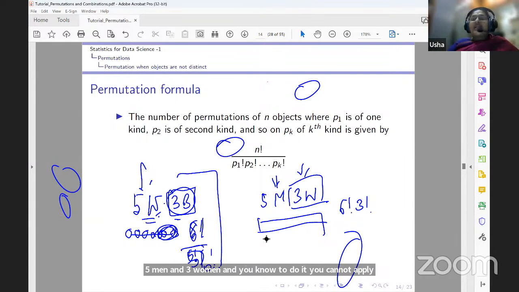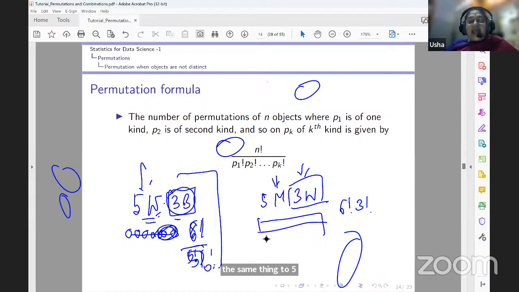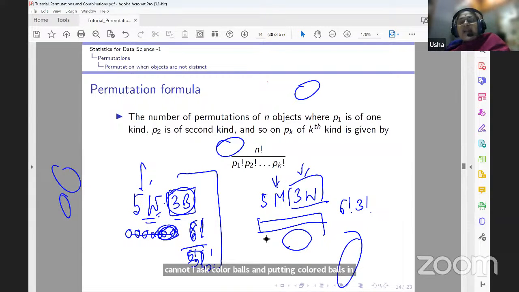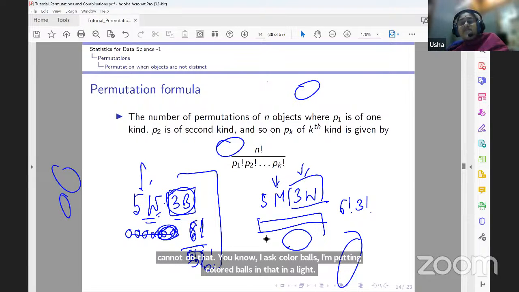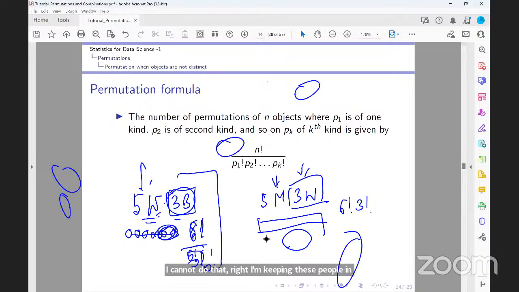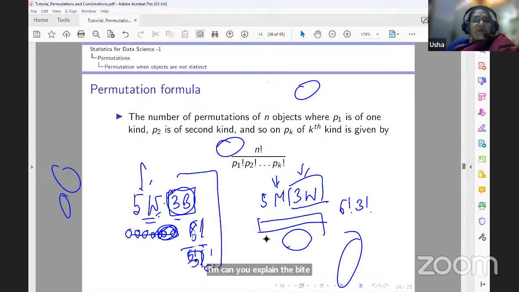Now I'm asking the second thing. I am seating these people in a circle. 5 men and 3 women in a circle. How many ways can I do it? Can you explain the 6 factorial by 5 factorial again? See, suppose I am putting all the 3 beads together. The 3 black beads have to come together.